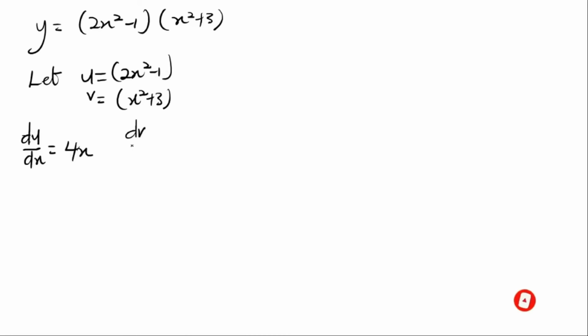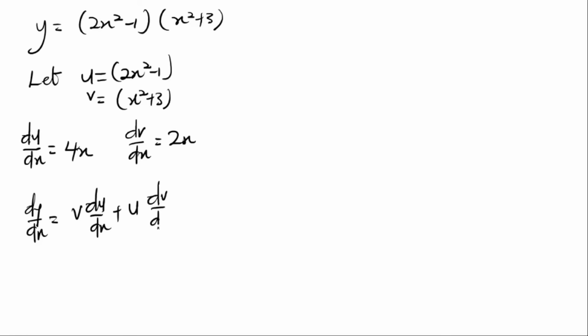If we differentiate v with respect to x, we get 2x. That is, the 2 multiplies the x, and then we subtract 1 from the power, so it becomes 2x. This is a constant; we differentiate it, we get 0. So it becomes 2x. From here we can now quote our product rule. From our product rule, dy/dx is equal to v du/dx plus u dv/dx.